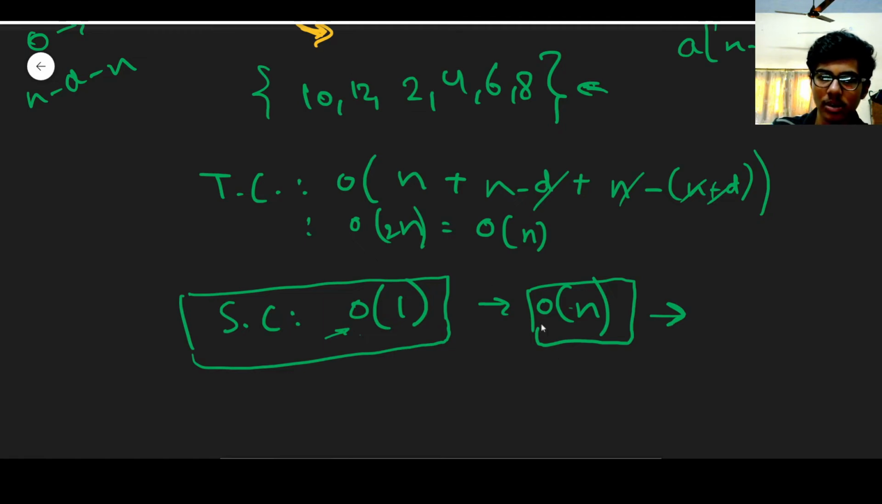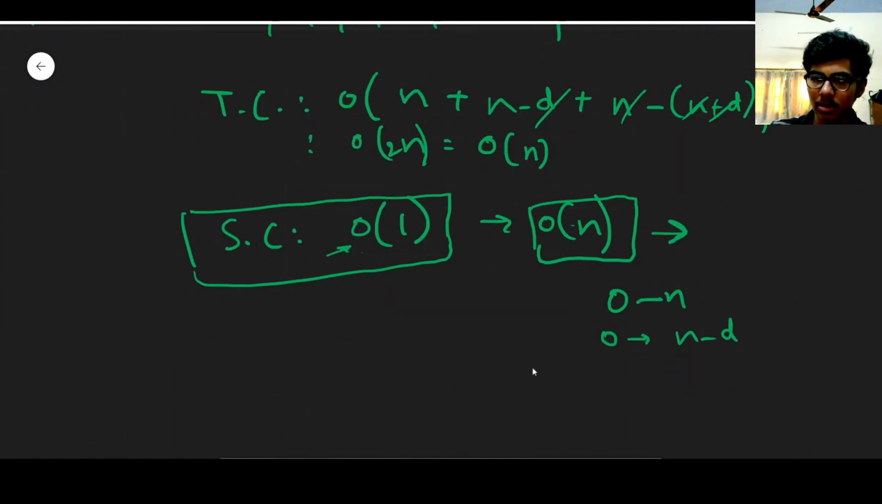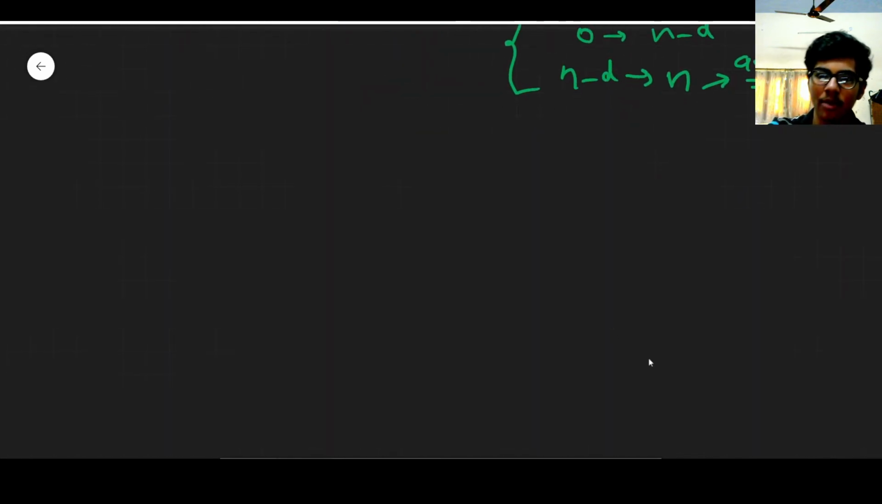For this approach, what we are doing is first reversing the array from 0 to n. Then we are reversing from 0 to n minus d. Now after that, we are doing n minus d to n. So three reverses are there, and we got our answer after this. So I think the code is clear to you, what I am doing.